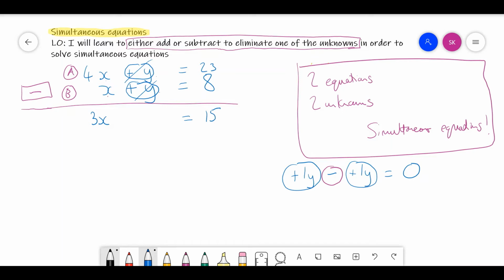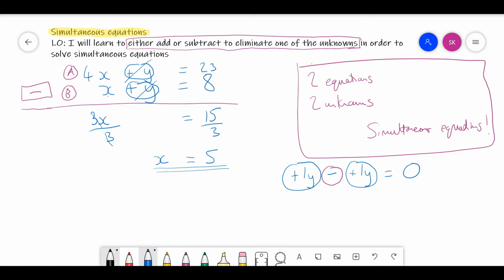Now I have an equation with just one unknown. And I'm sure you know how to solve this. How do I eliminate times 3? Divide by 3. Do it to one side, do it to the other. And so these are cancelled, so x equals 5. So that is the first of my solutions.